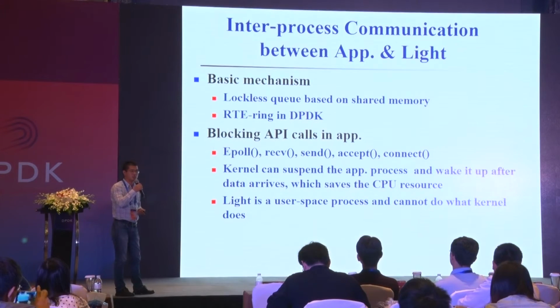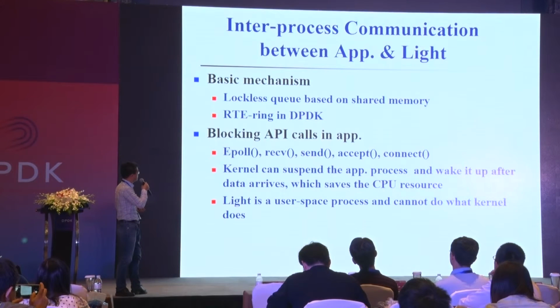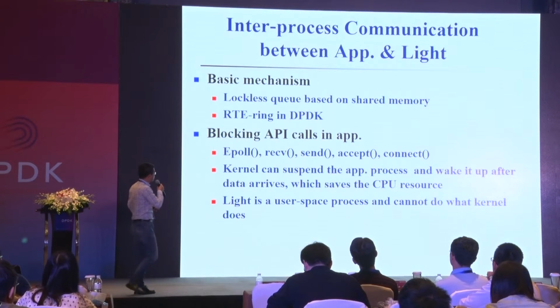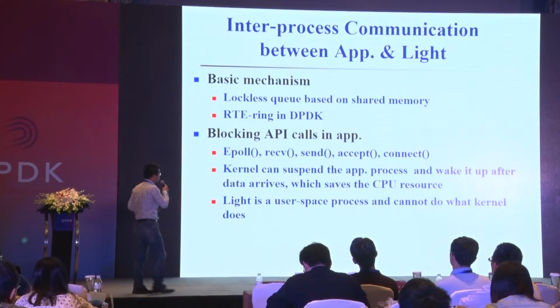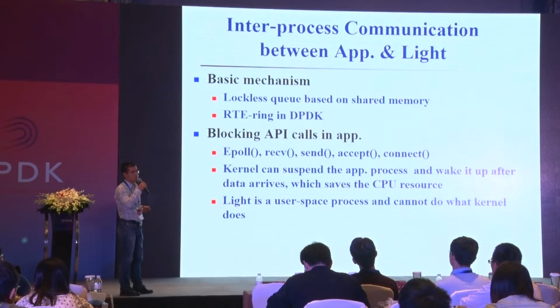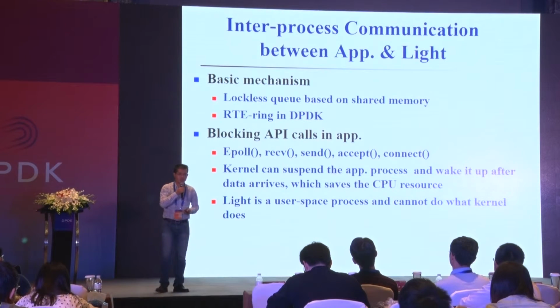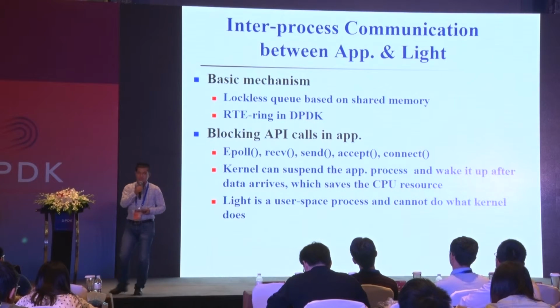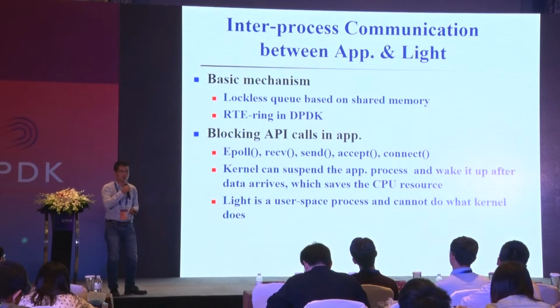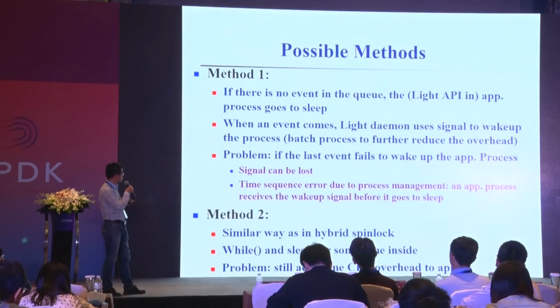And secondly, about the inter-process communication about the Light protocol stack as well as the inter-process communication. The basic mechanism now is based on DPDK RTE ring. It's about sharing the memory and it's lockless queue based. The issue we need to address is that there's a lot of congestion code for the processes.